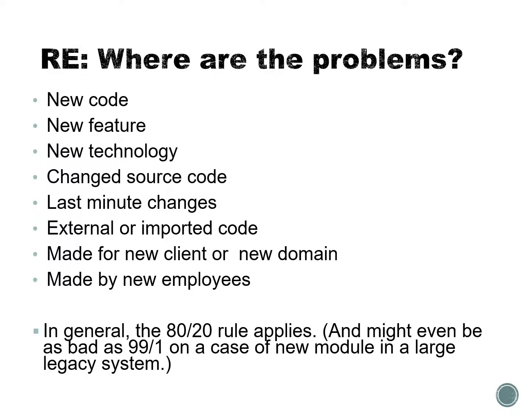So, for example, this list here is something that you probably see on all software engineering courses, especially if they are talking about software testing. So where are the problems? There are the new code, the new feature, the new technology, the last change, the last-minute change, imported code, code made by a new employee, made for a new client, and so on and so on. So this is also something to keep in mind.